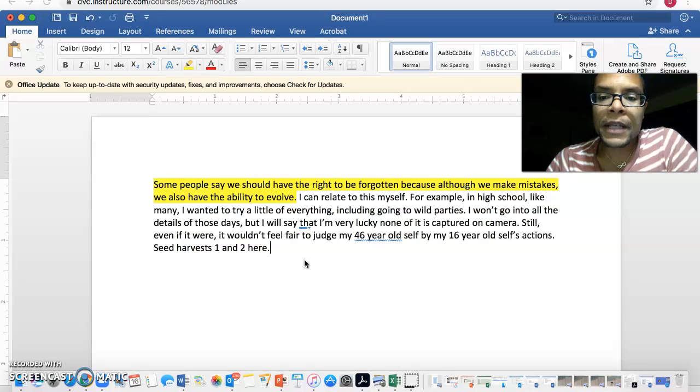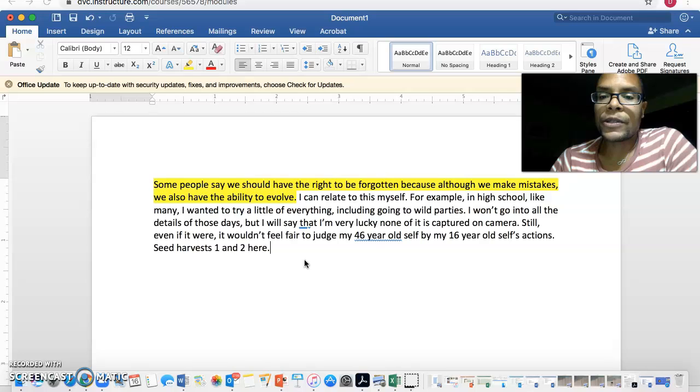Okay, so that's it. Just a few sentences. Let's see how many sentences is it. 1, 2, 3, 4. That was 4 sentences. Just adding a little bit of detail to the topic sentence. And then immediately after that are the 2 seed harvests that you've already written. I did offer comments about your seed harvests, so please use that as an opportunity to revise them.